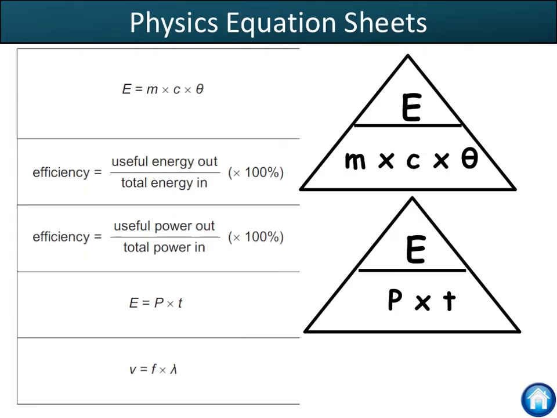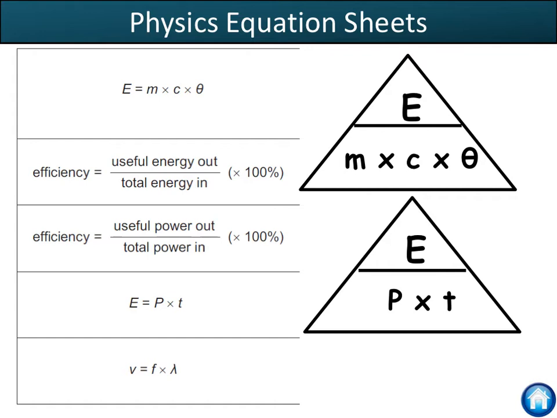Just following on from that equation, I thought it'd be useful to show you the physics equation sheet. So you can see here that this is what you get in the exams for Unit 1. We get the equation that we've just looked at, E equals M times C times theta. That's the equation triangle for that equation. If you feel as though you need to use a triangle, remember the triangle is not given to you in the exam, but it's there in case you want to try and remember it.